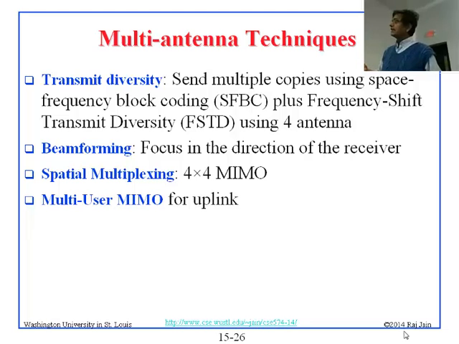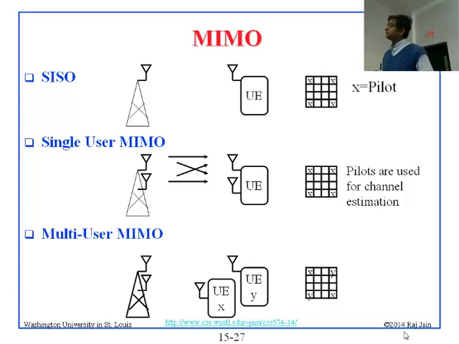But on this slide, you should at least understand the first one, transmit diversity, which I already explained. Those three, coding, SFBC, STBC, and FSTD, all those things are transmit diversity. And then beam forming, and MIMO.